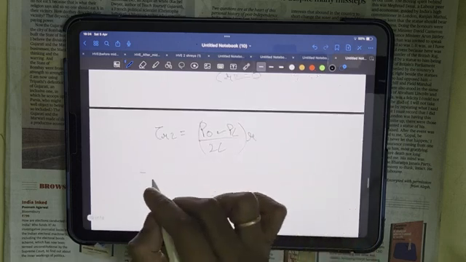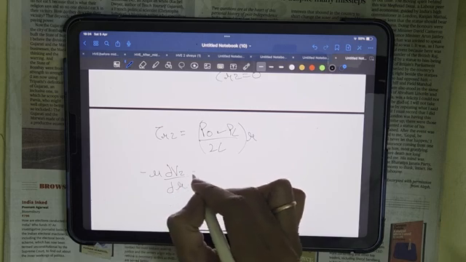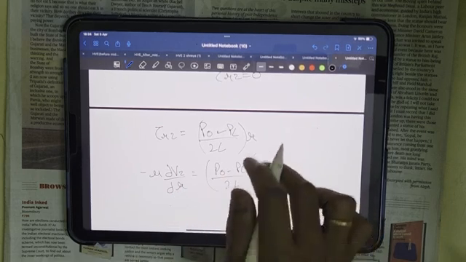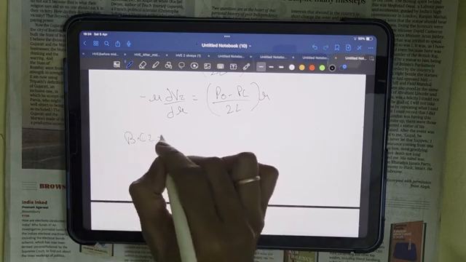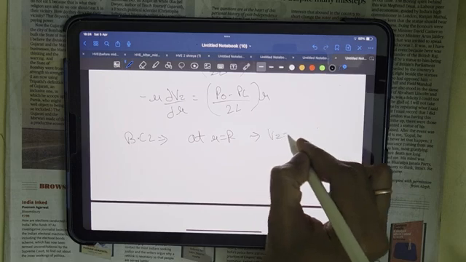Applying Newton's law of viscosity, minus mu dou Vz upon dou r is equal to (P0 minus PL) upon 2L into r. Boundary condition number 2: at r equal to R, capital R, Vz is 0.